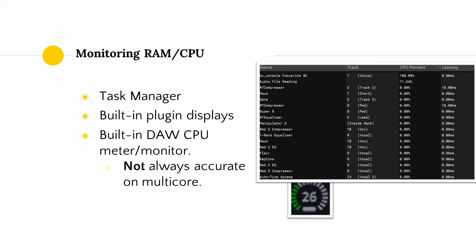Now you can get a vague idea of your RAM and CPU usage by looking at your task manager if you're on Windows. Some plugins, such as Native Instruments Contact, will also give you built-in displays that show you RAM usage. In addition, most DAWs will be able to give you a CPU meter or monitor that will be able to give you an estimate of how much CPU your current project is consuming. However, note that for some DAWs, the number given here is not always accurate, especially on multi-core machines.